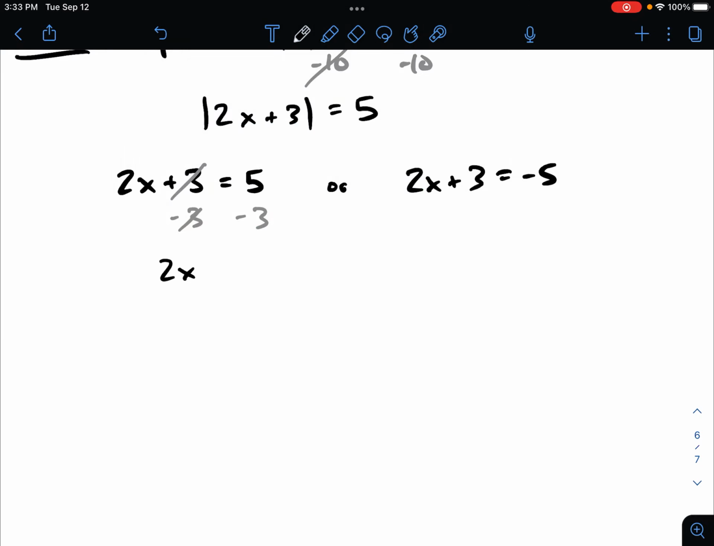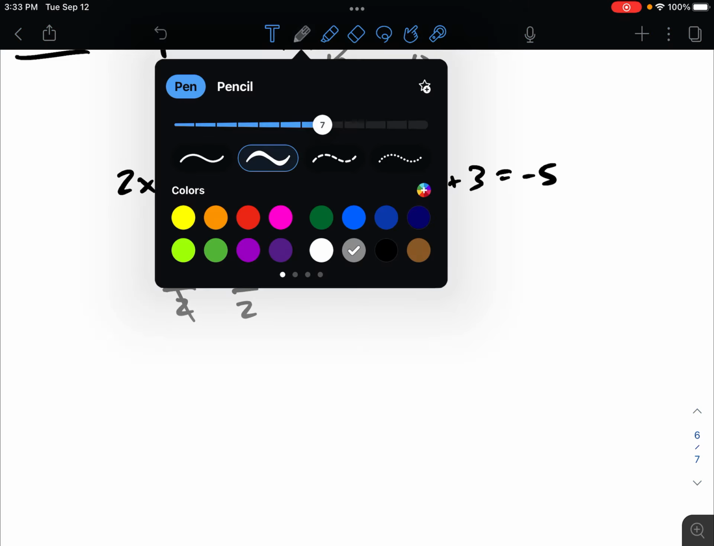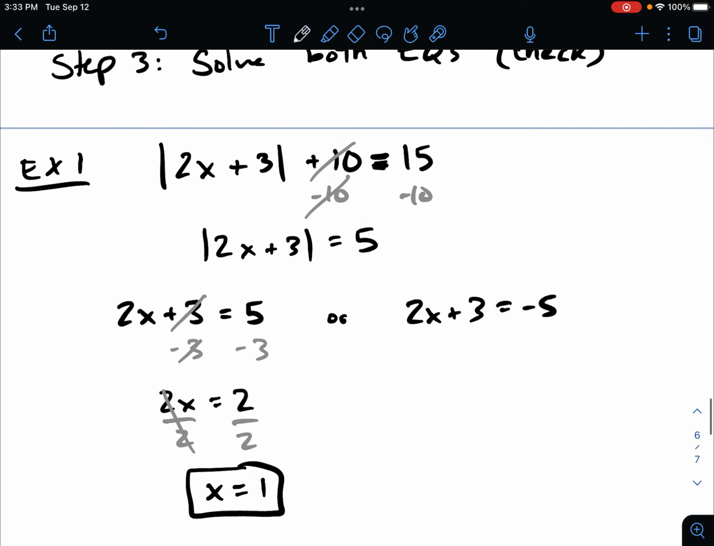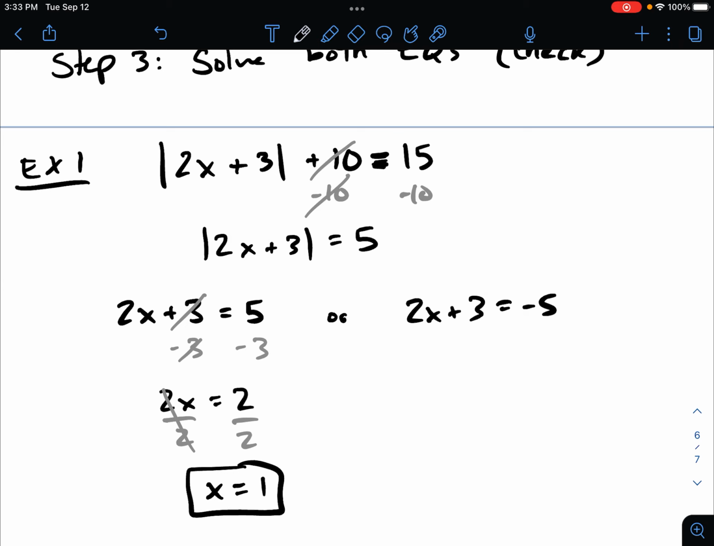I now have 2x is equal to 2. And when we divide both sides by 2 to isolate the letter x, we find out that x could be 1. All right, so I like to check my answer now. If we look at our original equation, if I take this 1 and I plug it back in for x in my original equation, 2 times 1 is 2. 2 plus 3 is 5. We know that the absolute value of 5 is just 5, and 5 plus 10 is 15. So that is a possible answer. Then we can go over here to this other equation, and we're going to solve this by subtracting 3 on both sides.